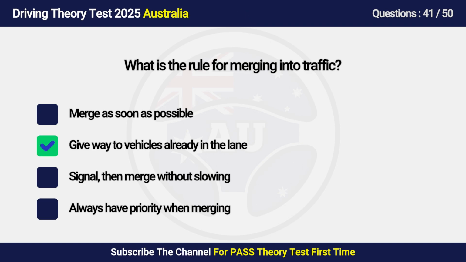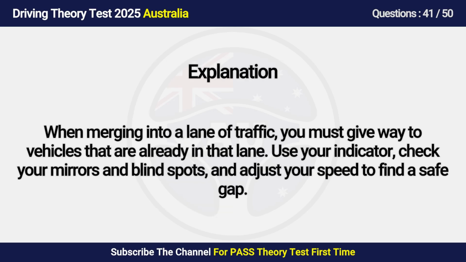Answer is B. Give way to vehicles already in the lane. When merging into a lane of traffic, you must give way to vehicles that are already in that lane. Use your indicator, check your mirrors and blind spots, and adjust your speed to find a safe gap.